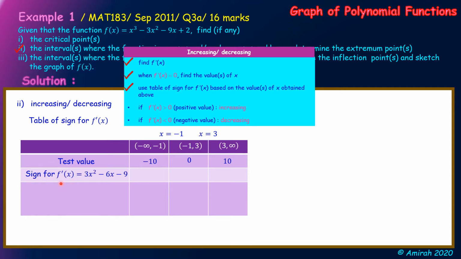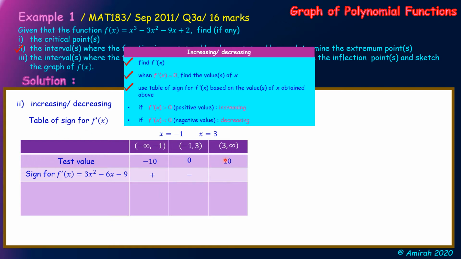And then the sign for f'(x). From the previous slide, we found f'(x) equals 3x squared minus 6x minus 9. Now we substitute x equals negative 10 into x here. After we substitute, we get a positive sign. Then we substitute 0 into x here, so we get negative 9. We just consider the sign, and the sign is negative. So we put negative here because this is a table of sign.